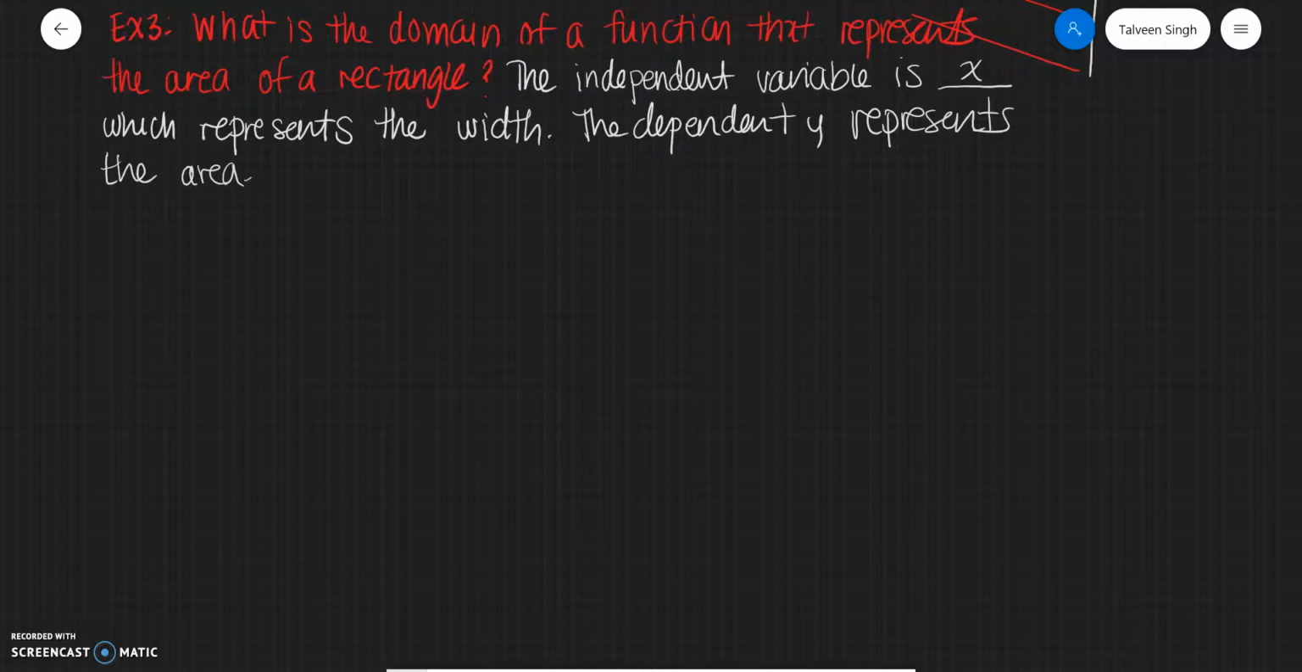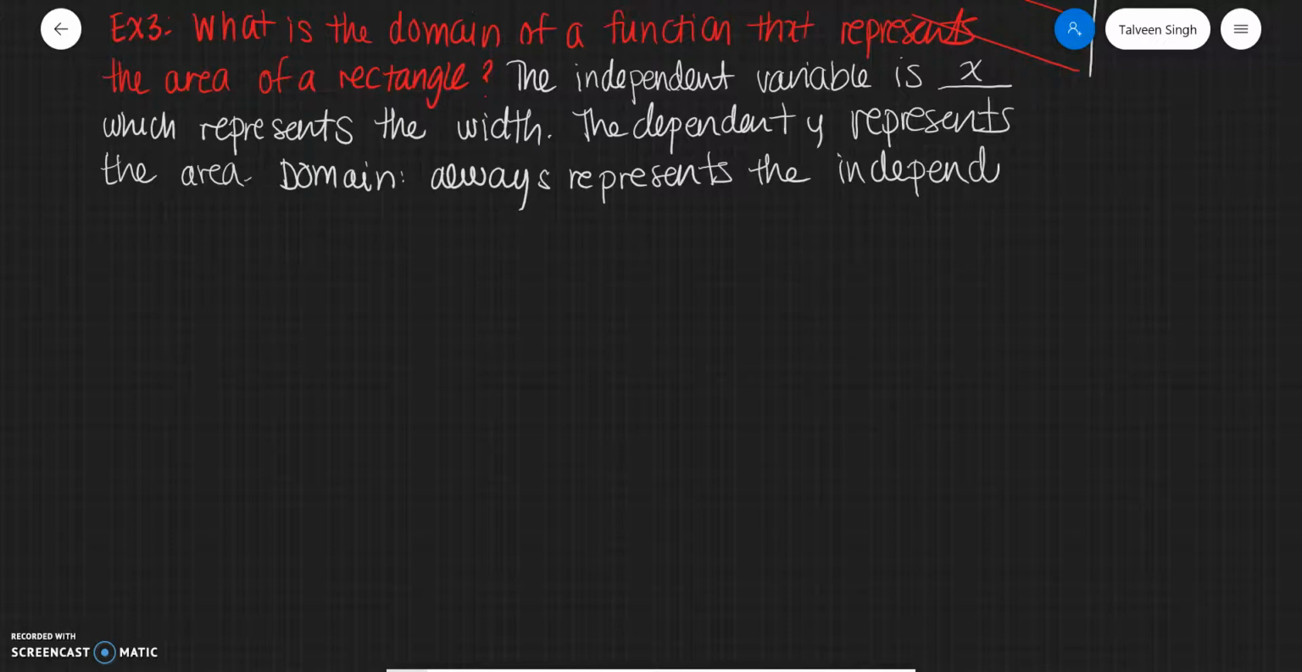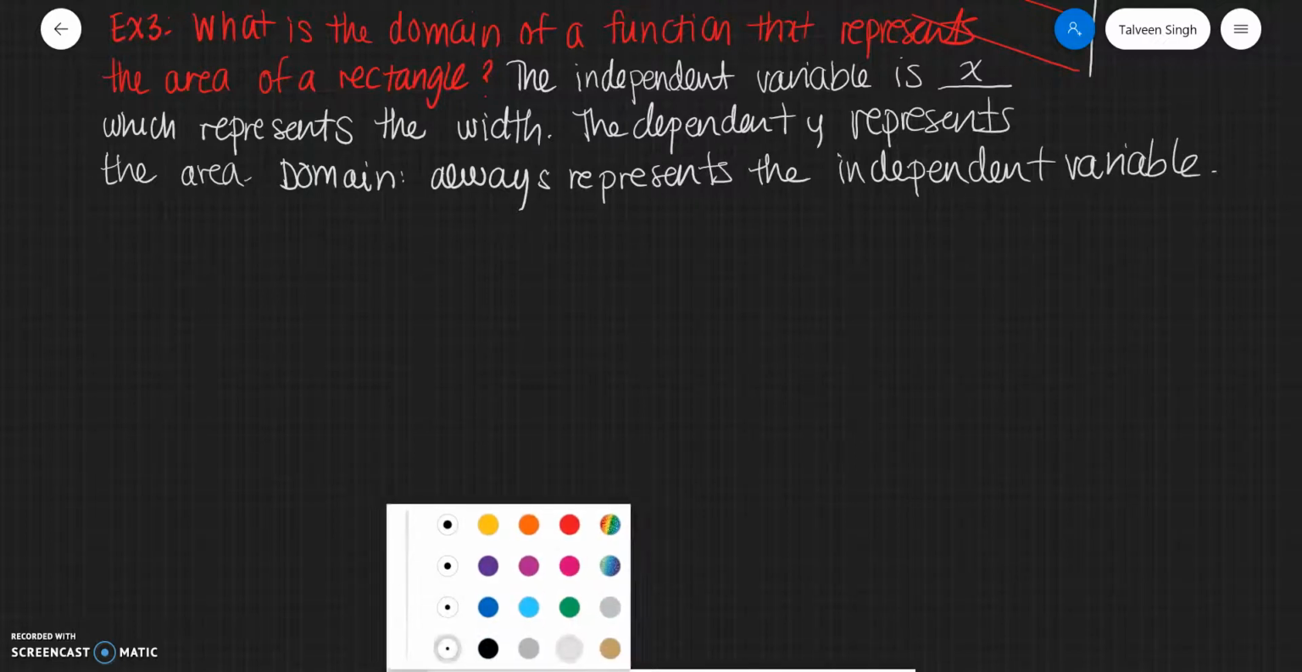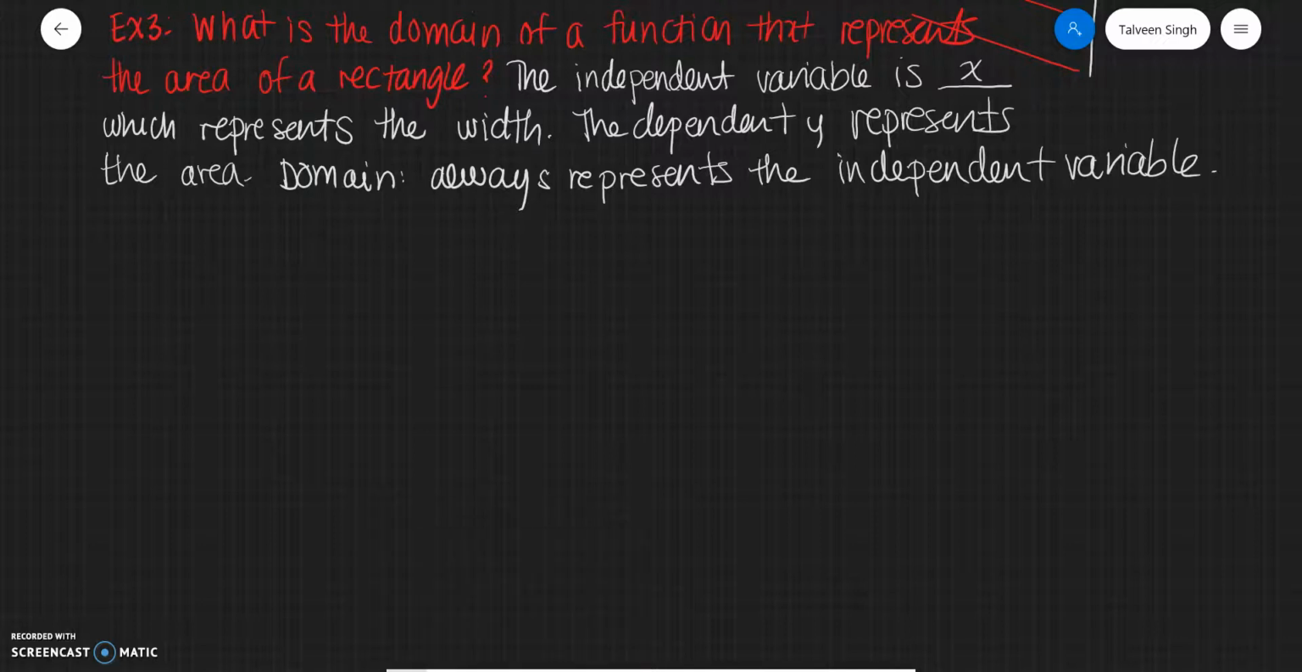Because we're talking about domain and range, another way to think about domain is that domain always represents the independent variable, because x always represents the independent variable. All right. So, like I said, there's a few steps to solving this problem. The first step is always going to be: you're going to look at your problem and ask, okay, what are some physical restrictions that can possibly exist on x?